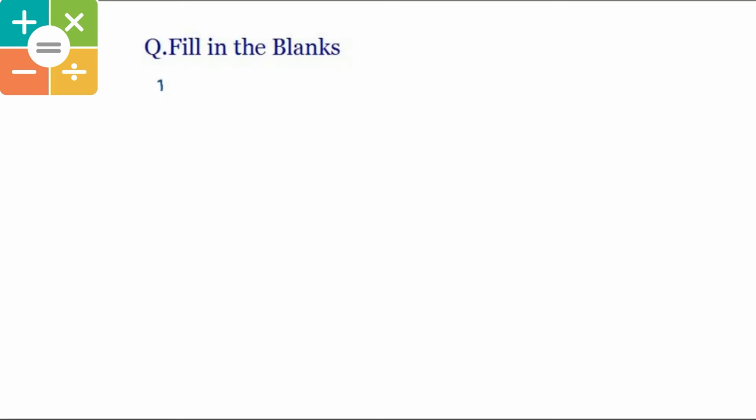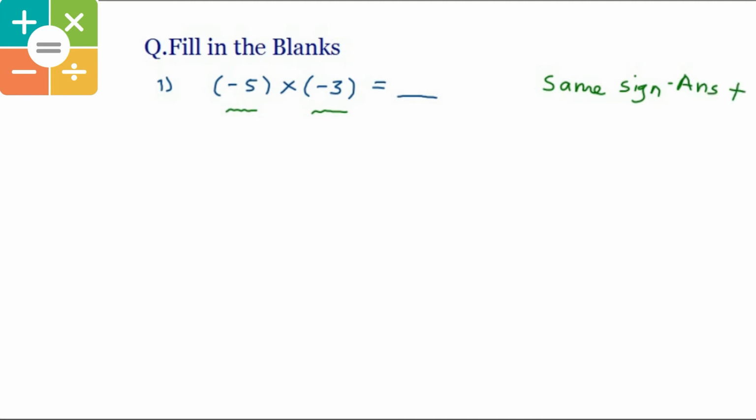So let us solve some examples. First, minus 5 multiplied by minus 3. What is the answer? In this case, minus 5 and minus 3 are of same sign numbers. So when you multiply those same sign numbers, answer is always positive. So in this case, 5 3s are 15 and it will be plus 15.